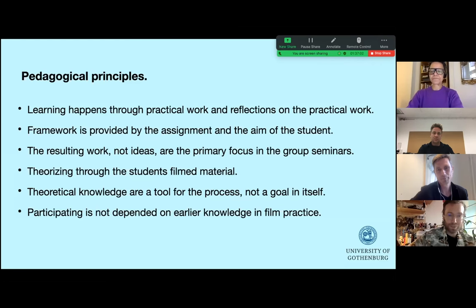And this is something that we think is very fun and important. It's not dependent on earlier knowledge and film practice. So in the course, like Tommy said, there are both people that have made a feature film and people that have never touched a camera in the same group. And that renders really interesting discussions, I think.